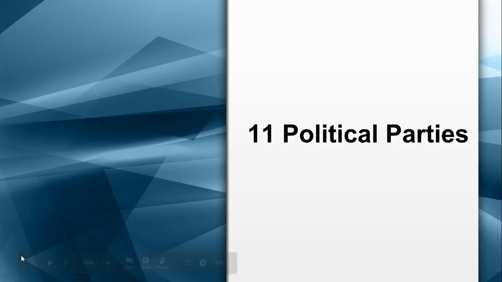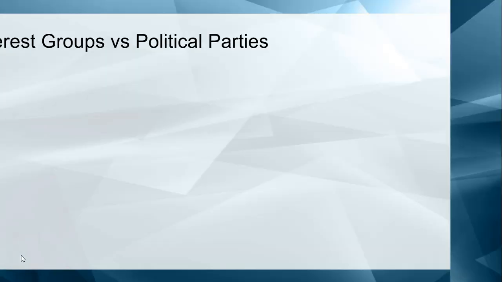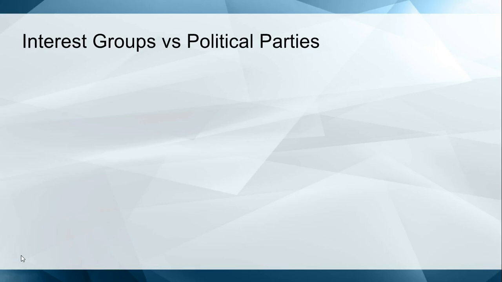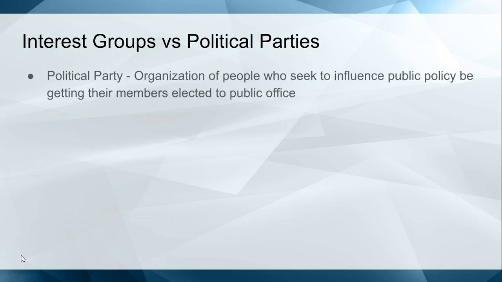Okay, this lecture is about political parties. First of all, let's go ahead and distinguish between political parties and special interest groups. Both are involved in U.S. politics, and both can be described as linking institutions.